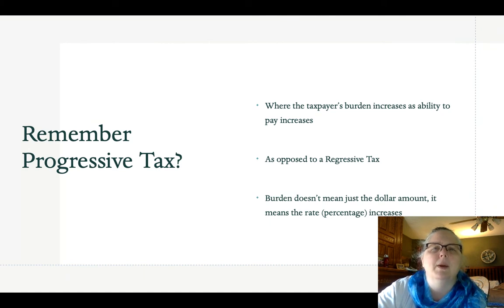So going back to tax policy, when we started talking about what a progressive tax is, it's where the taxpayer's tax burden actually increases as their ability to pay increases. And this is contrasted with the regressive tax, which does not take into account ability to pay. And when we're speaking about the progressive tax, we're not talking about the dollar amount going up, we're talking about the percentage, the rate actually increasing.